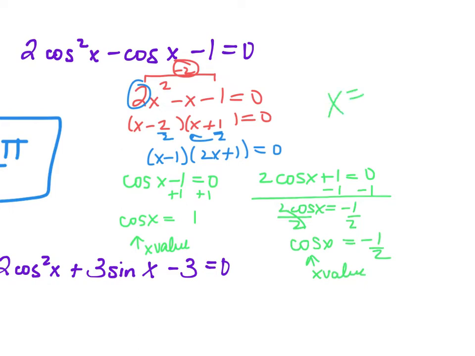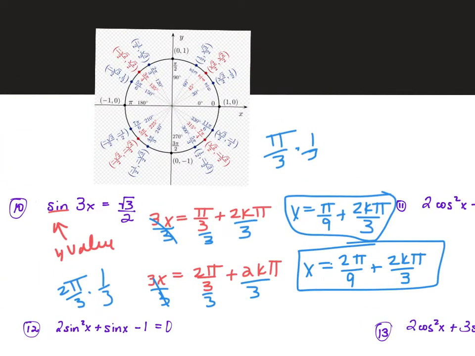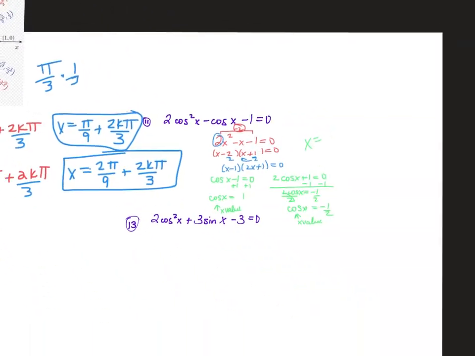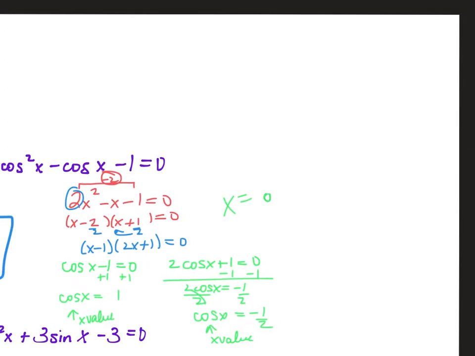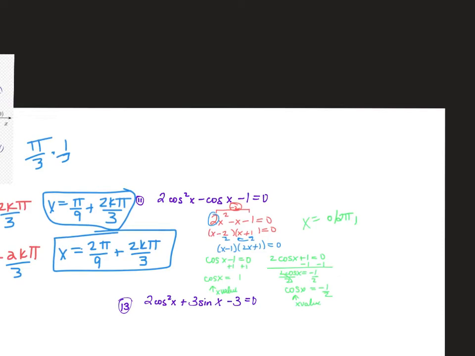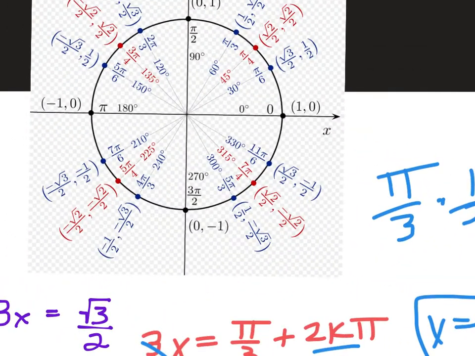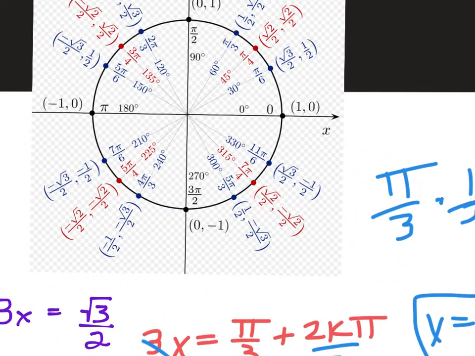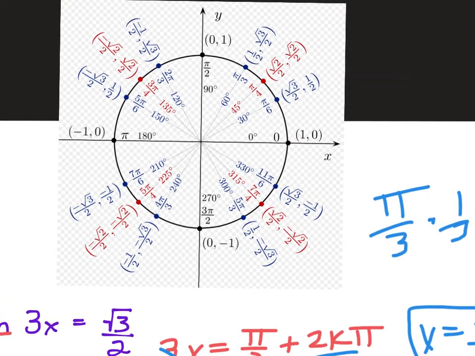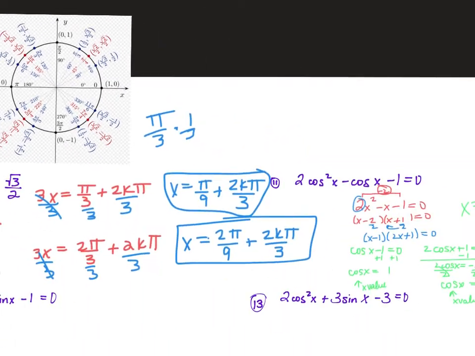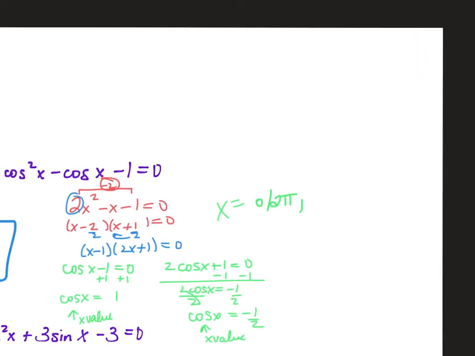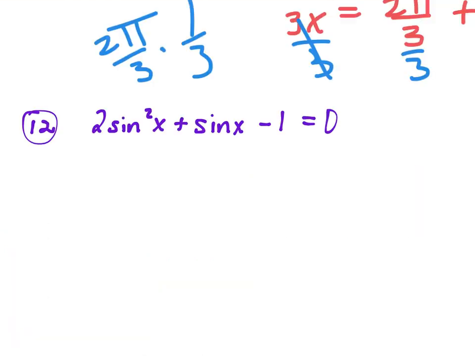X equals, first I'm going to look for where cosine x values are 1. So where my x value is positive 1, it's at 0 or 2 pi, however you want to say it. I'm going to write 0/2 pi. I would take either answer. And then where x values are negative 1/2, I look on my unit circle. X being negative 1/2 would be 2 pi over 3 and 4 pi over 3. So you can write 2 pi over 3, comma 4 pi over 3, and box out your answer.